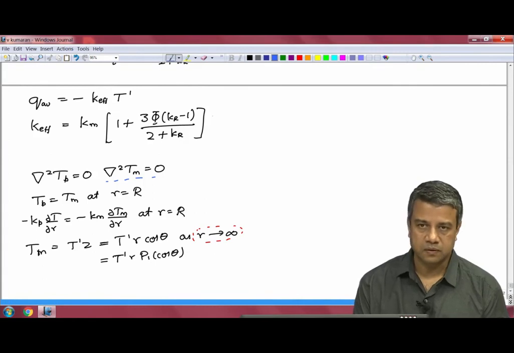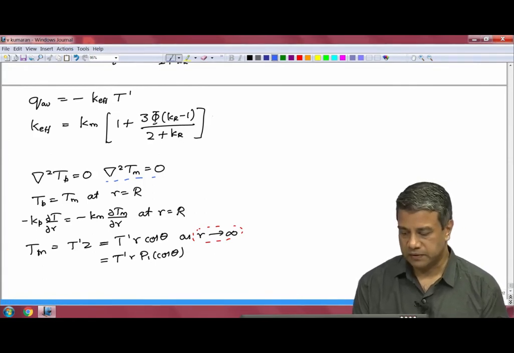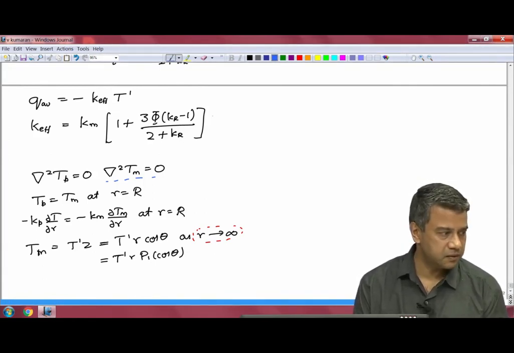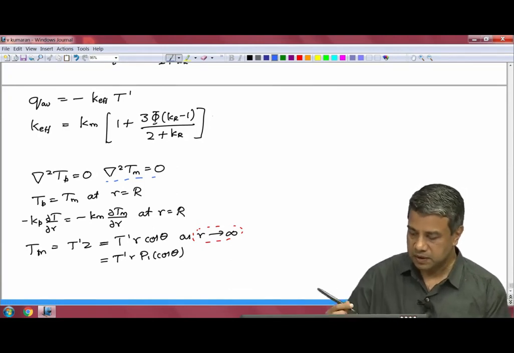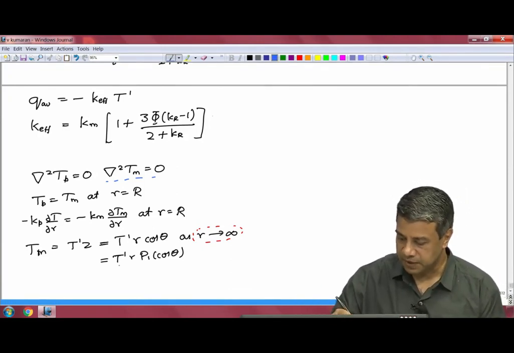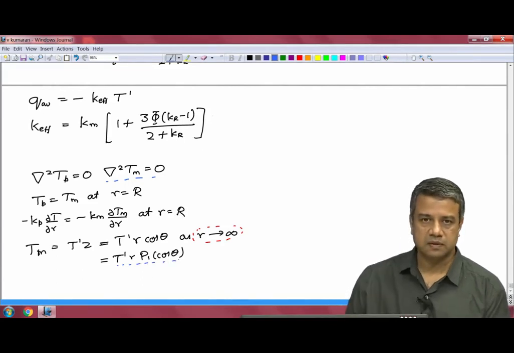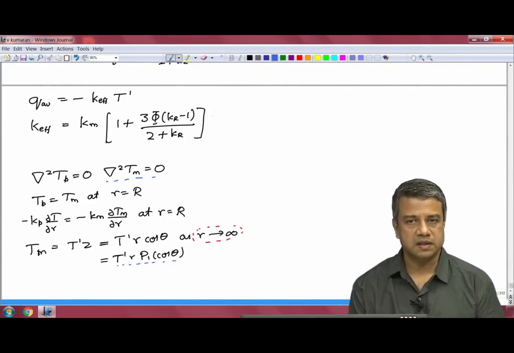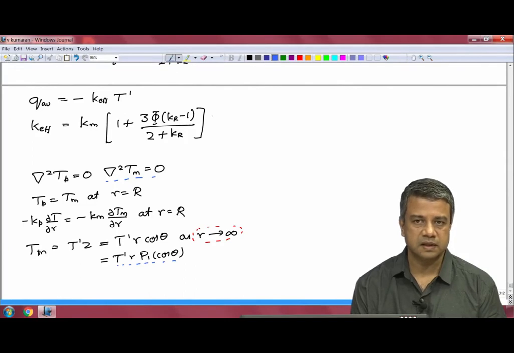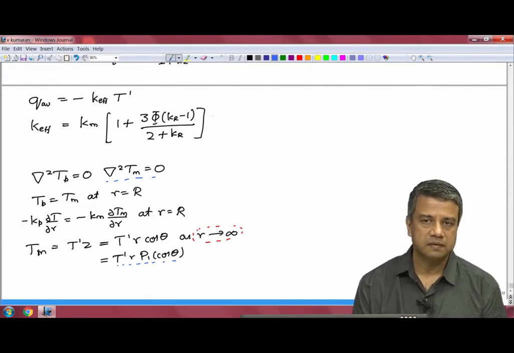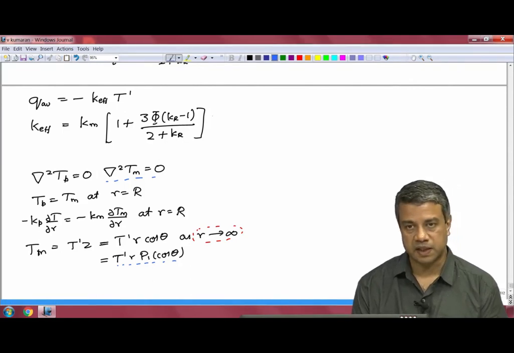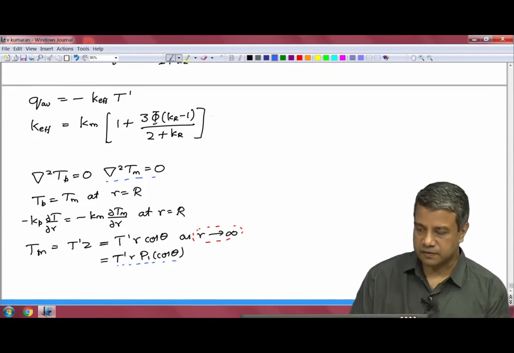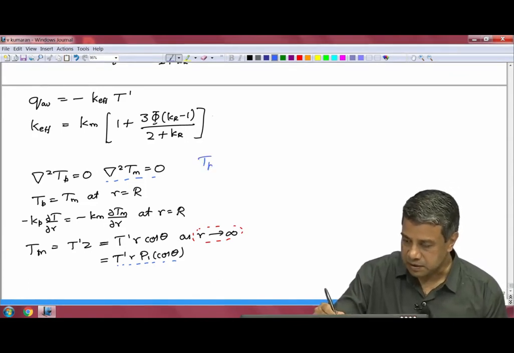If you do that expansion, you find that as r goes to infinity, the only non-zero term is due to P1 of cos theta. All other terms are 0. The boundary conditions at the surface are homogeneous, in the sense that they relate particle temperature to matrix temperature and particle temperature gradient to the matrix temperature gradient, and therefore, the solutions necessarily have to be of the form T particle is equal to A particle times r times P1 of cos theta.